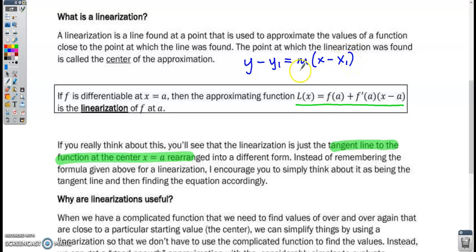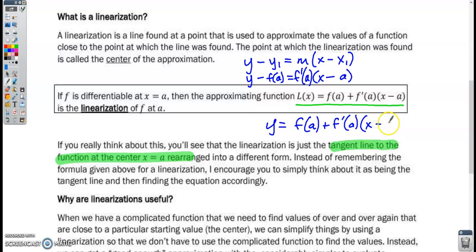Well, now the x coordinate here is a, and the y coordinate is f of a, and the slope is the value of the derivative at a. And then if we just add f of a to both sides, it turns into this linearization form. And then we just changed it to L of x to signify that it was a linearization. So really, when we're finding linearizations, all we're doing is finding the tangent line at a particular point. Don't make it more complicated than that. The linearization is just the tangent line at a point.